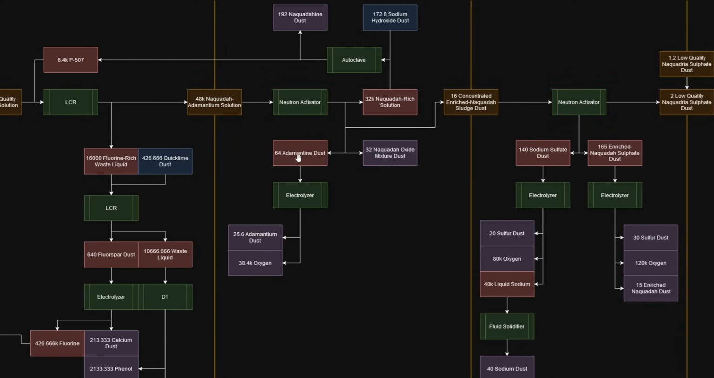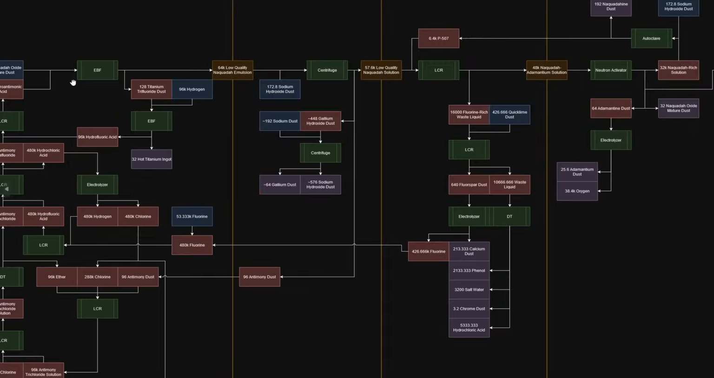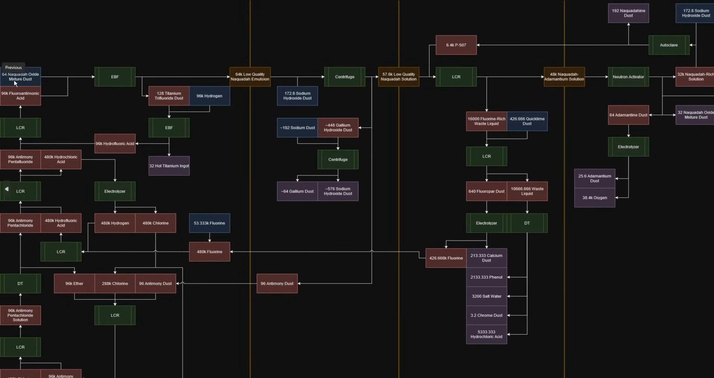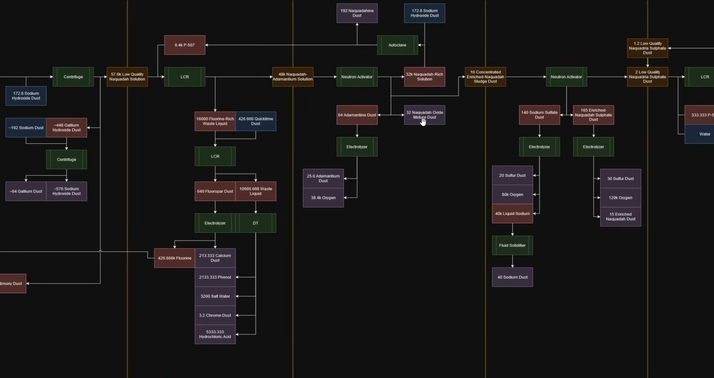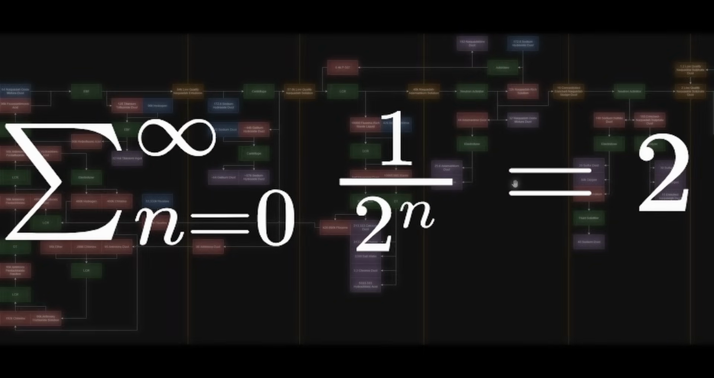In addition to that, you get adamantine dust, which you can electrolyze for adamantium dust and some oxygen. And you also get Naquadah oxide mixture dust. Wait a minute, that sounds familiar. That's right, it's the same dust that started the whole procedure. So you put in 64 at the very beginning, and at this point you get 32. So for every iteration of this process, you get half of your Naquadah oxide mixture dust back. That is effectively the same as doubling everything and not getting this oxide mixture back. Because, you know, whatever, infinite sum, half, half, half. I'm not going to explain.